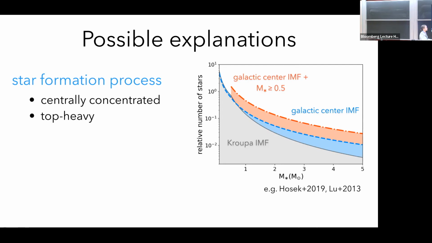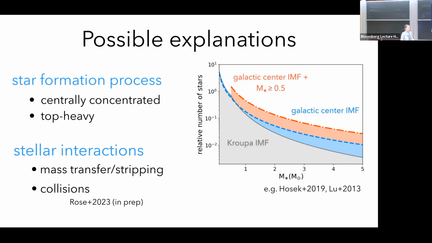And specifically when I'm talking about a top heavy IMF here, I'm talking about IMFs like has been seen in the galactic center. So this is the relative number of stars versus stellar mass and a Kroupa IMF just for comparison. Galactic center IMF in blue. And then in orange here is what happens if you just assume that you're only forming stars above 0.5 solar masses in the galactic center. And so there's been theoretical papers predicting what sort of IMFs you'd expect in both galactic nuclei and starburst environments. And so what we're seeing is if you want to explain this with the star formation process only, you'd need this orange, very top heavy galactic center IMF and a very, very centrally concentrated starburst.